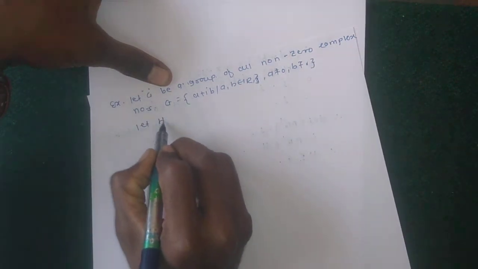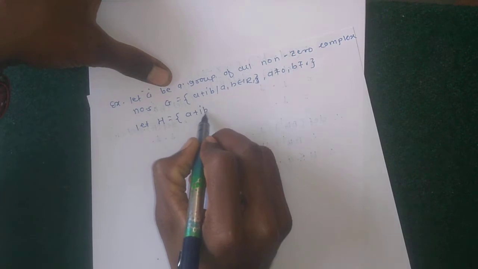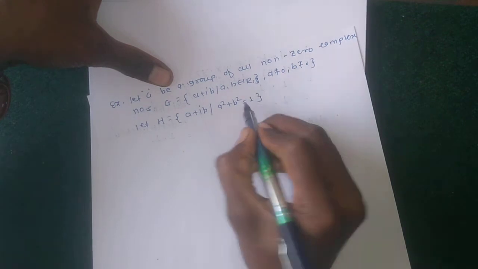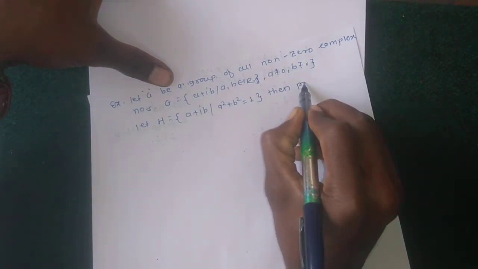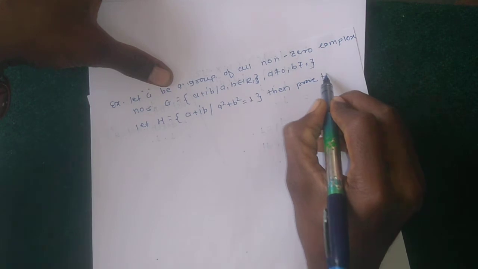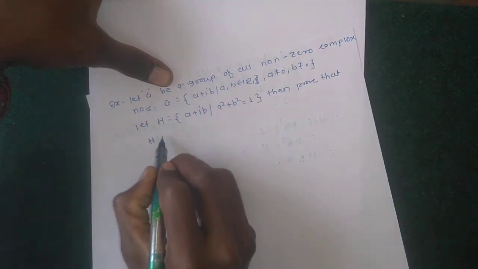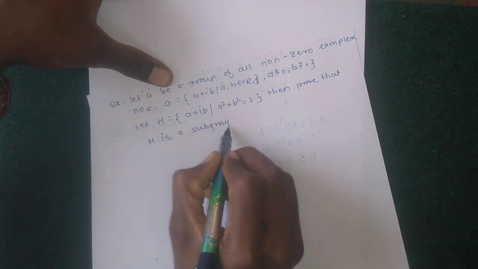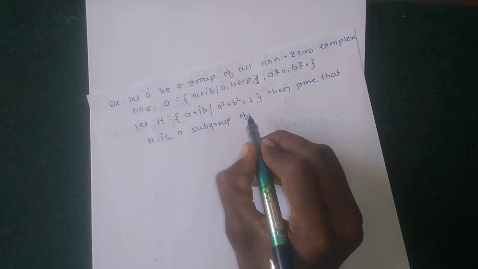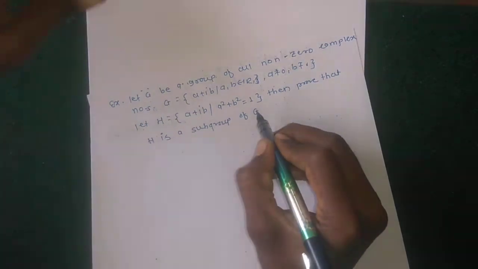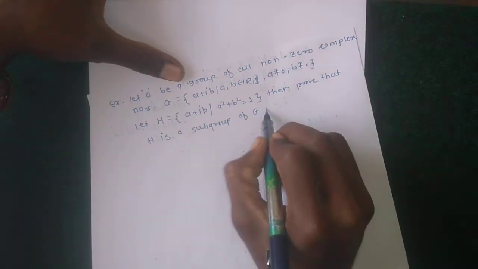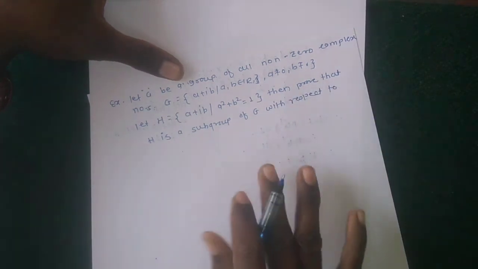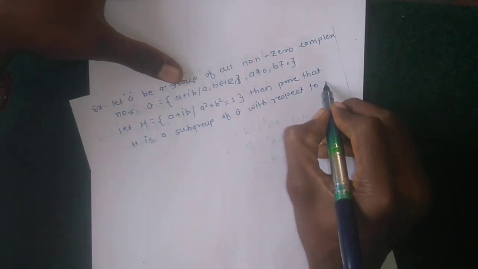Let H equal a plus ib such that a square plus b square equals 1. Then prove that H is a subgroup of G, with respect to multiplication.